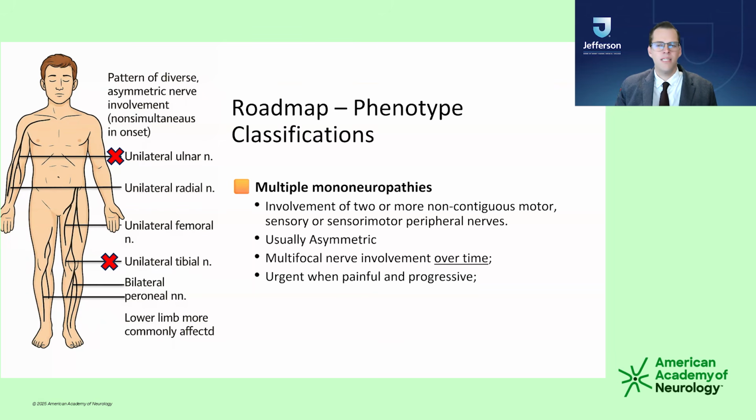Pain suggests ongoing ischemia, inflammation, or infiltration of the nerve, such as vasculitis, lymphoma, or amyloidosis. These conditions actively damage nerves and can lead to permanent deficits if not treated quickly. Early treatment, especially in vasculitis or immune-mediated causes, can halt progression and preserve nerve function.